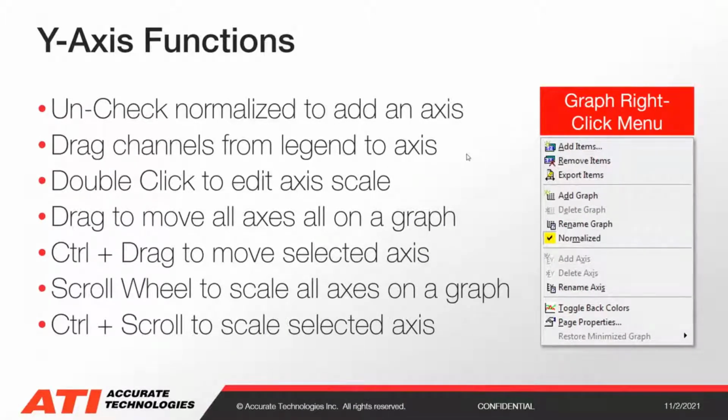All right, different y-axis functions. To add an additional y-axis in a recorder file, you'll have to uncheck normalized. And you can see that there in the screenshot. That is selected by default. So normalized means whatever item that you select in your graph legend will have its own y-axis that updates in the view at any time. So only one y-axis can be viewed at a time.